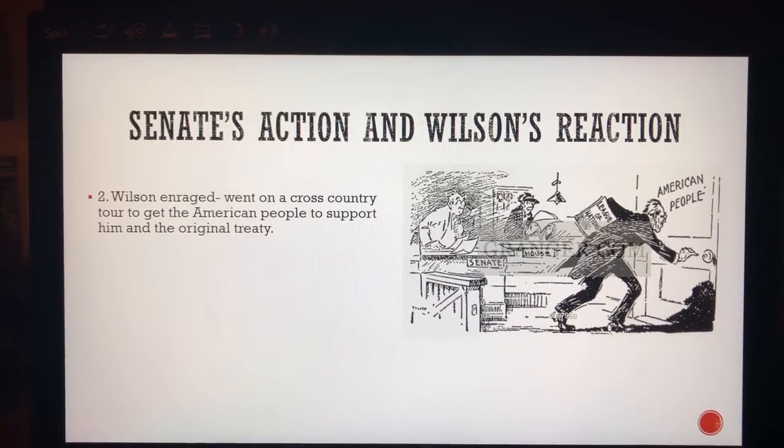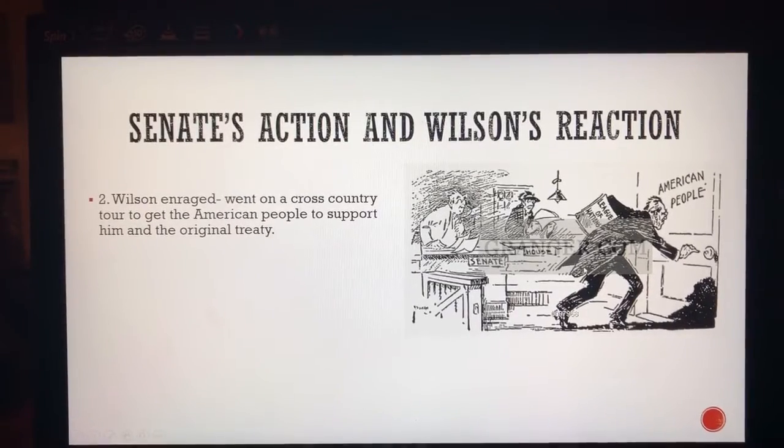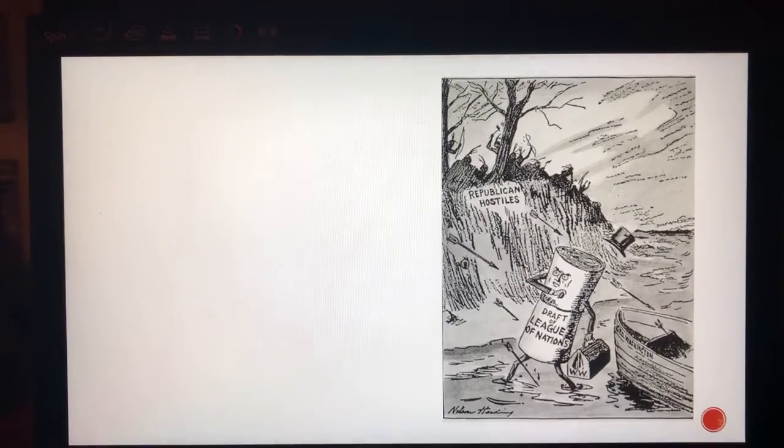So Wilson is enraged when the Senate does not want to submit his treaty. So here's the Senate and here's the House, and he's going to go to the American people. And he's going to take this as a solemn referendum. He's going to refer this law to the people and that the people would pass it.